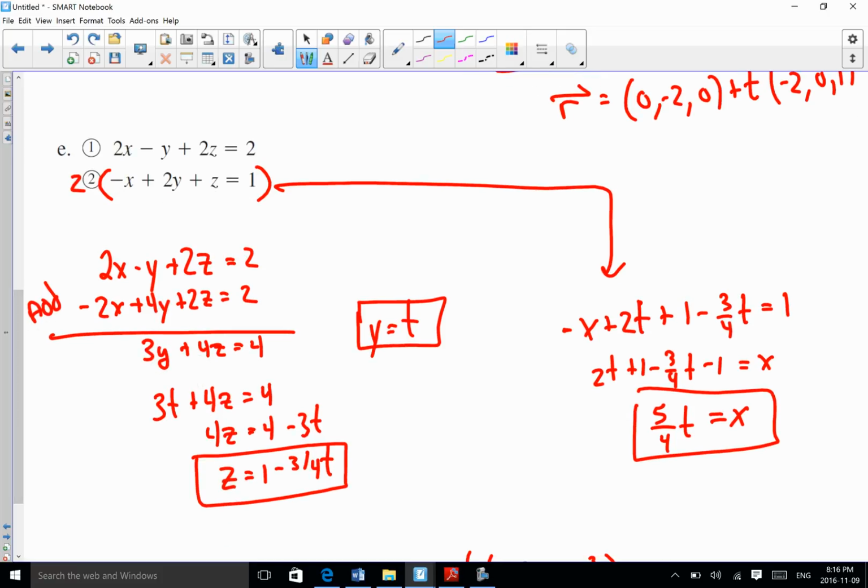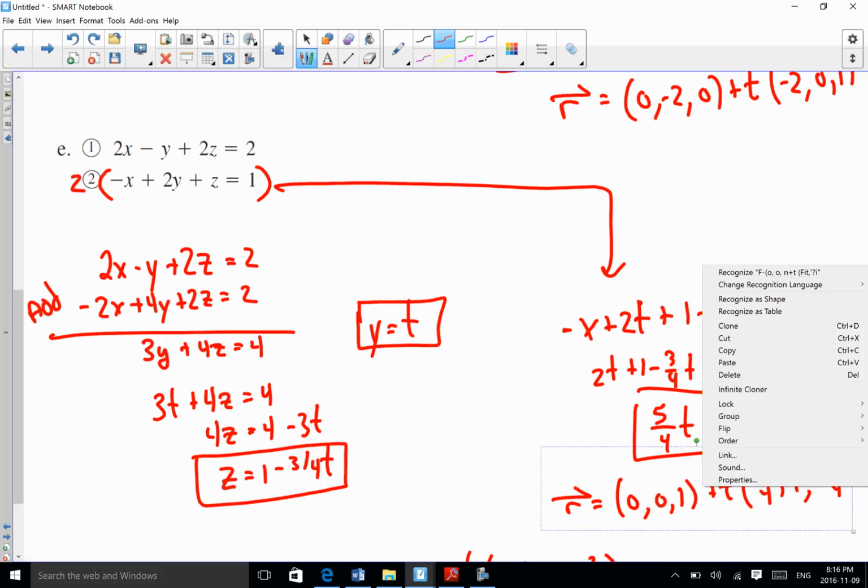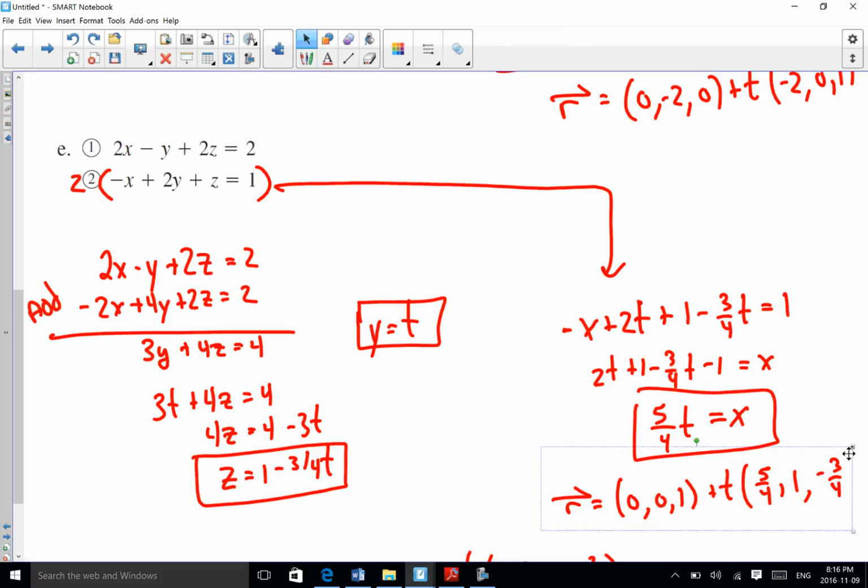And again, if you wanted to, you could put it into vector form. You'd have a point of 0 for x, 0 for y, 1 for z, plus t, 5/4 for x, 1 for y, and negative 3/4 for z. Now, a way you might be able to check your answer is: is what you wrote down a scalar multiple of this direction vector? If it is, then odds are you did it the right way. Okay, and that's how we do that question there.